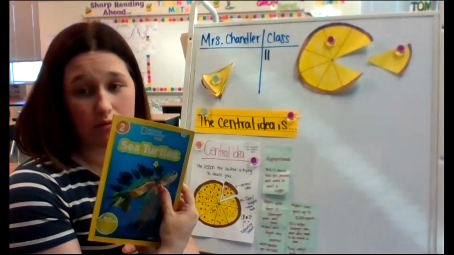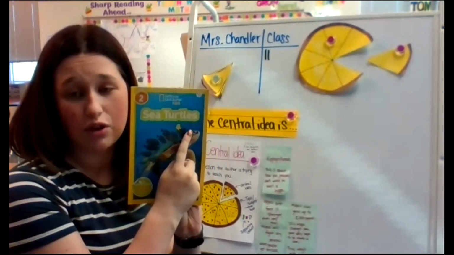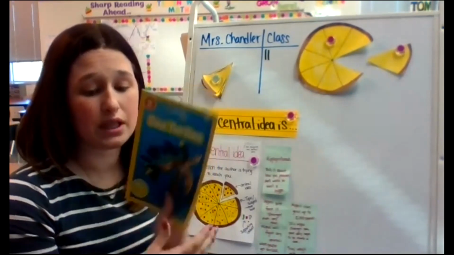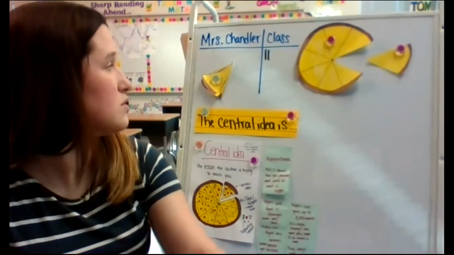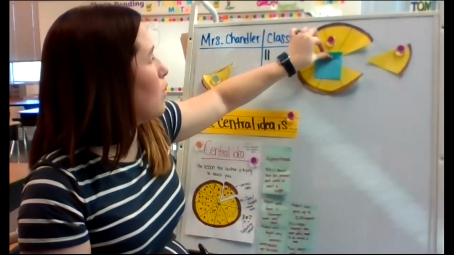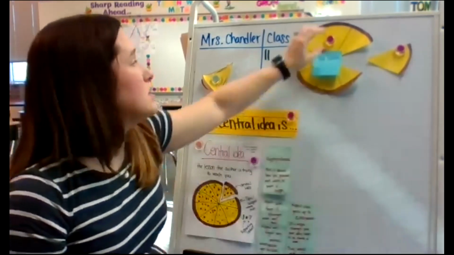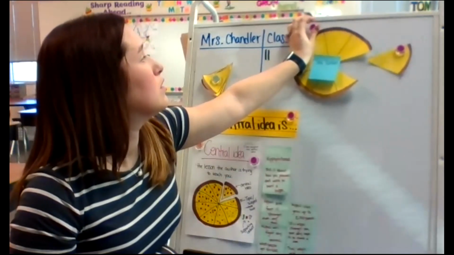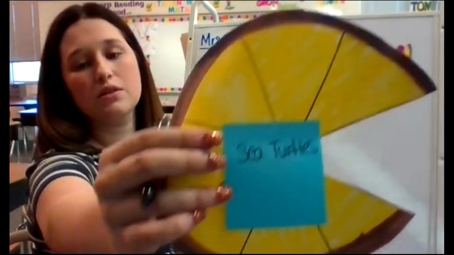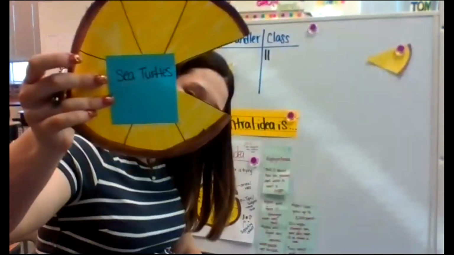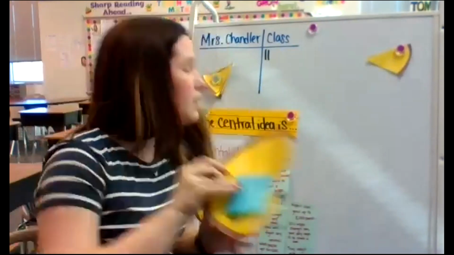So this is gonna have multiple different central ideas. First topic, we know the topic is sea turtles, right? Because that's what the whole book is about. So our topic is going to be sea turtles. So that's our whole pizza, it's going to be sea turtles. That's what it's about.